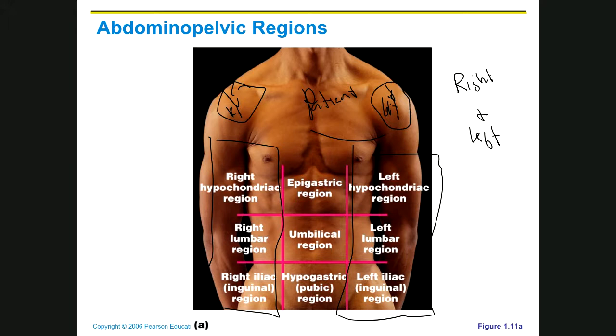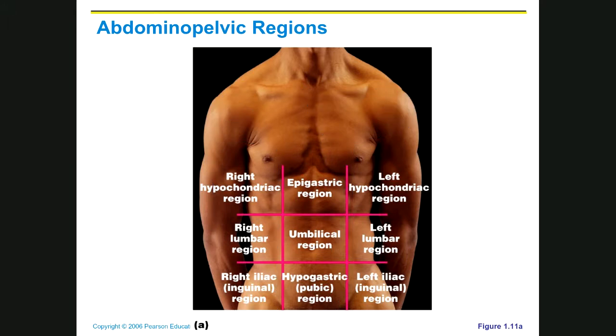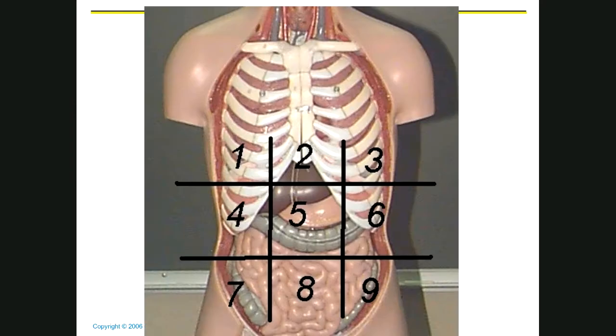So here are the names of the regions. There's umbilical in the middle. And then here's the right hypochondriac, left hypochondriac, right lumbar, right iliac, left iliac, and then the epigastric and hypogastric. These regions work not only from the outside, they also work from the inside, so the same regions are here. You should quiz yourself. See if you can name what these regions are.